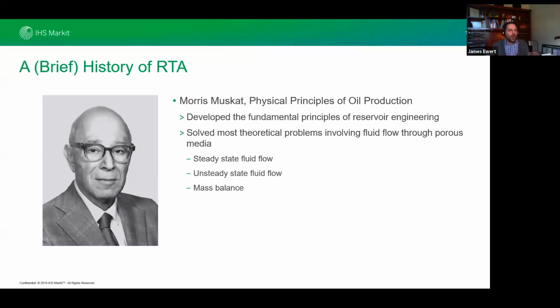So first and foremost, whenever we're talking about reservoir engineering, conventional, unconventional, doesn't matter, we need to pause and think about Mr. Morris Muskat, who wrote The Physical Principles of Oil Production. He is the reason we have the work done on steady state fluid flow, unsteady state fluid flow, and mass balance. A lot of the work that everything else is based on really comes down to Morris Muskat. And if you haven't heard of him before, it's my great pleasure to bring up his name to you for the first time.